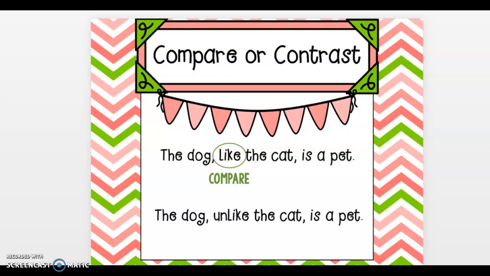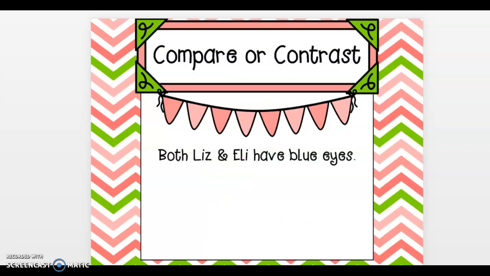The dog, unlike the cat, is a pet. So what is it doing here? Is it comparing or contrasting, and what is the clue or hint word? Unlike is the clue word, and it is actually contrasting. Here's a new one. Both Liz and Eli have blue eyes. What's the clue word? Both. And is it comparing or is it contrasting? That is correct. It is comparing because it is saying that they both have blue eyes.